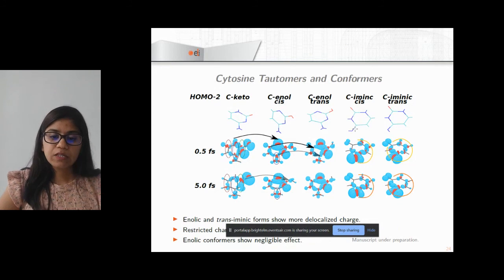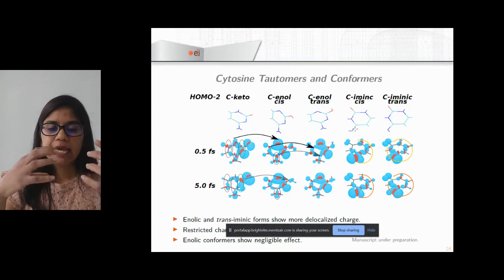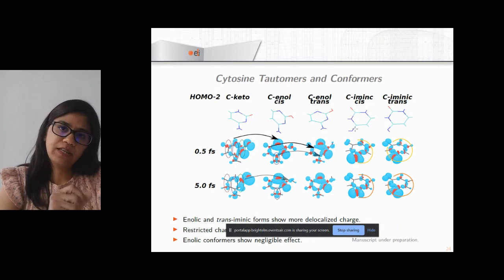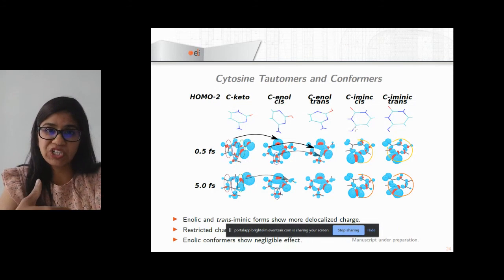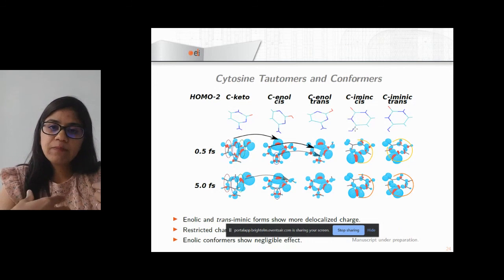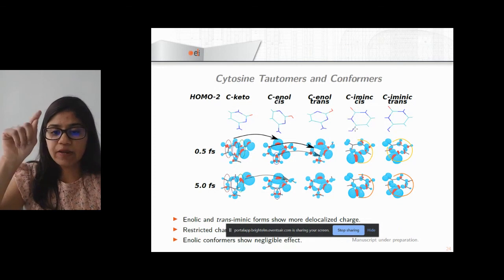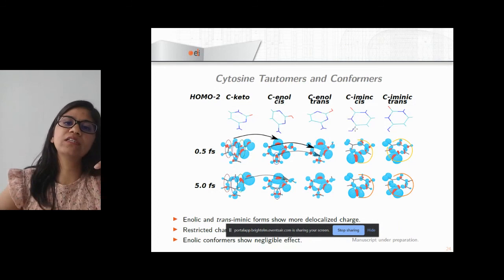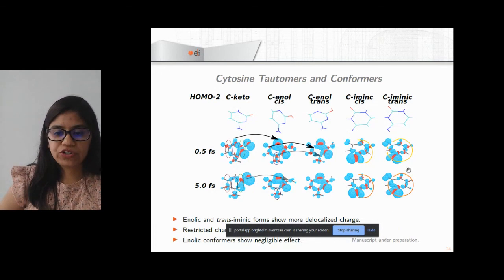If you check the cis form, then this particular region and this region don't have much of the charge occupied here. This shows that the cis conformer in this particular case is restricting the charge from flowing into this region. So if you have these cis and trans kinds of conformers, and you keep them closer to each other within one bond distance space, then you might be able to restrict the charge migration in that particular region. You might be able to avoid the charge migration in that region. And in the trans, it helps in delocalization of the charge over the whole molecule.